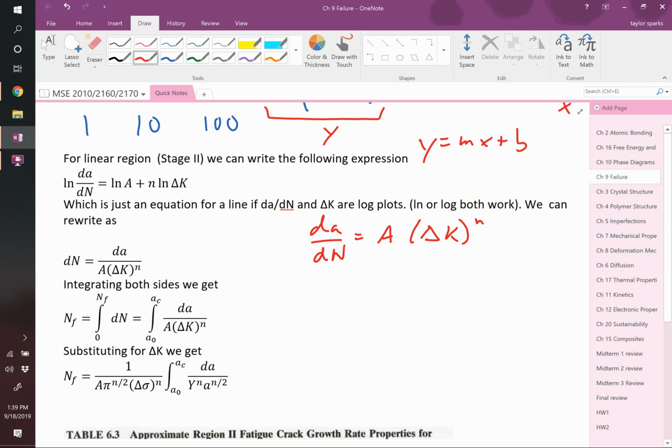Any questions on that? Does this look vaguely familiar from calculus? And then if you take the derivative on this side, it's not going from 0 to Nf, because now we're taking the integral with respect to the crack size. So instead, we start with our initial crack size, A naught, and continue until the critical crack size, A sub c. Where do we get A sub c? Yeah, from our friend Griffith fracture toughness.